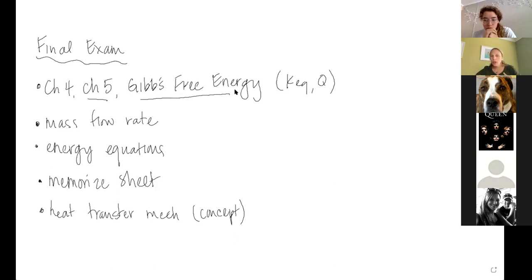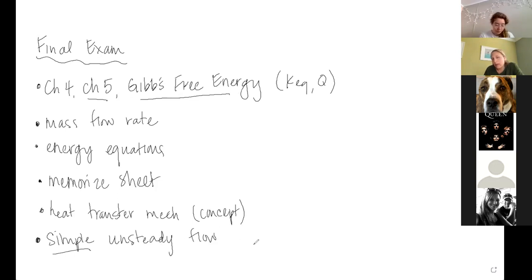Okay. So you should understand simple unsteady flow devices. Like unsteady flow problems. We worked a couple, there's some from chapter 5. The first half of chapter 5 was all dealing with steady flow devices, which you should know how to work these problems. And then just know some of the basic concepts and how to work some of the simple unsteady flow problems that we worked.